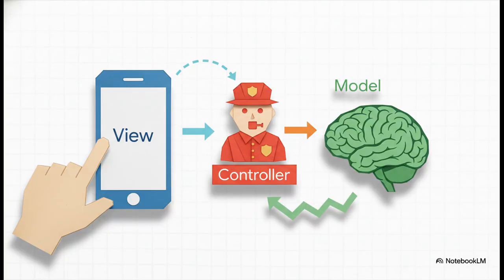So here's how that data flows. A user clicks a button on the view. That action gets sent to the controller. The controller then says, okay, I need to update the data, so it talks to the model. Then the controller decides which view to show the user and hands it the updated data from the model. See how the controller is right in the middle directing all the traffic?